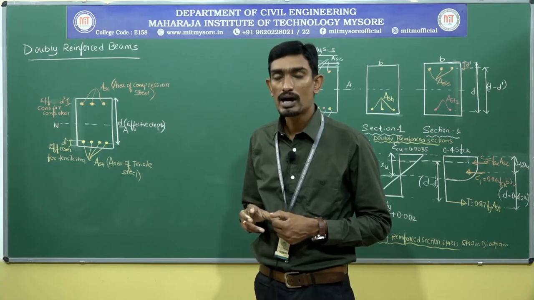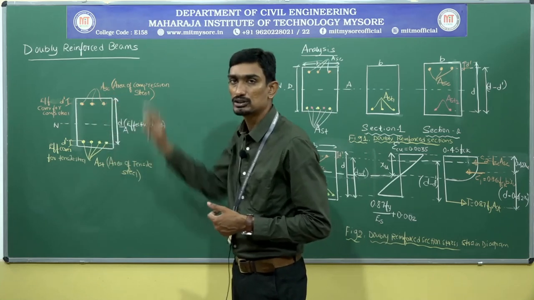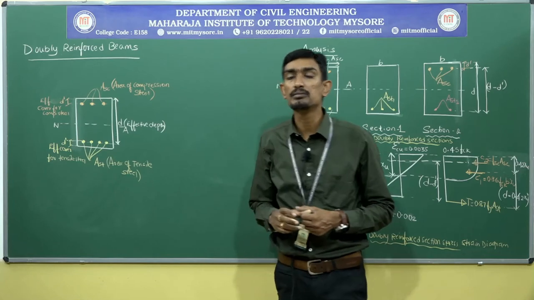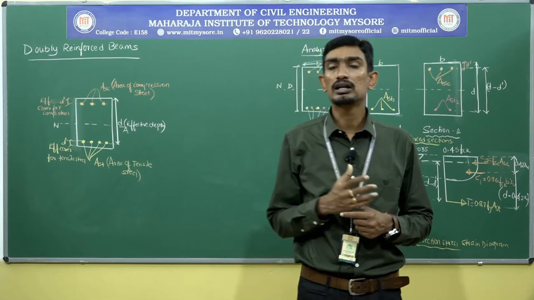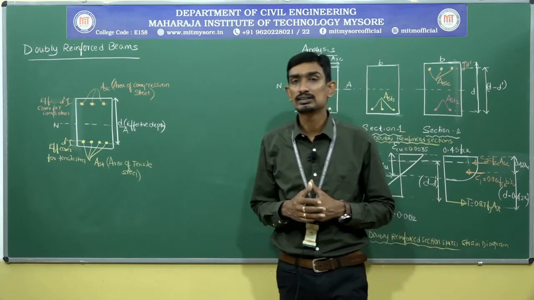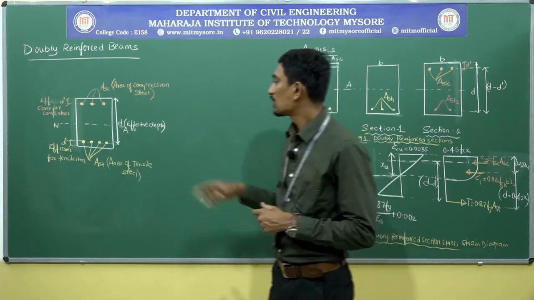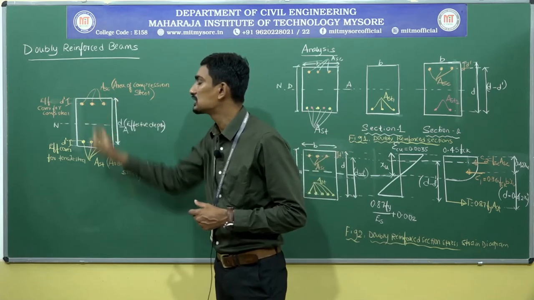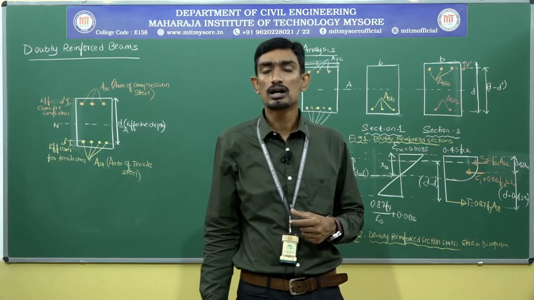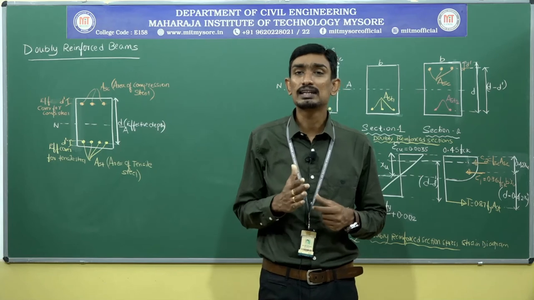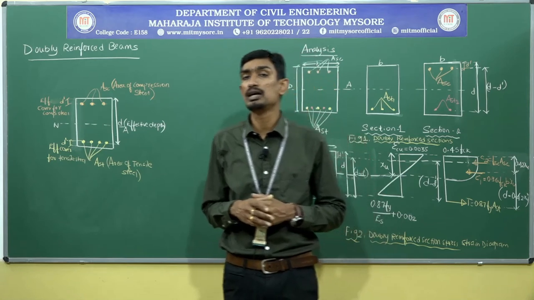So this is what represents a doubly reinforced beam. If I provide the reinforcement both in the tension zone and also in the compression zone, then that particular beam is called a doubly reinforced beam. Now immediately the question arises in our mind: sir, why are we going to provide the compression steel on the topmost part, in the compression zone? What is the necessity of a doubly reinforced beam? Why do we require a doubly reinforced beam?